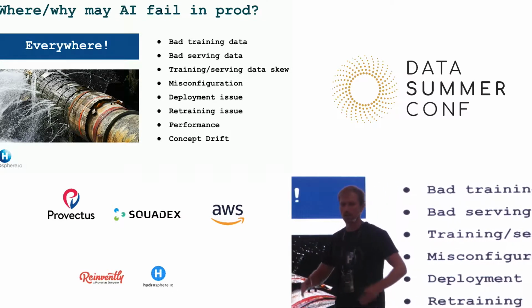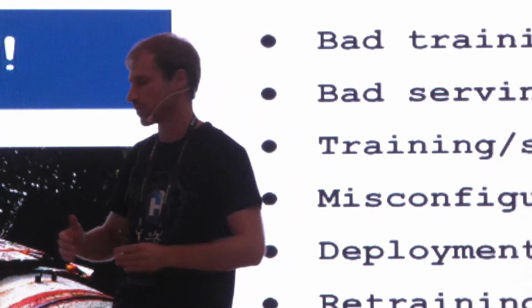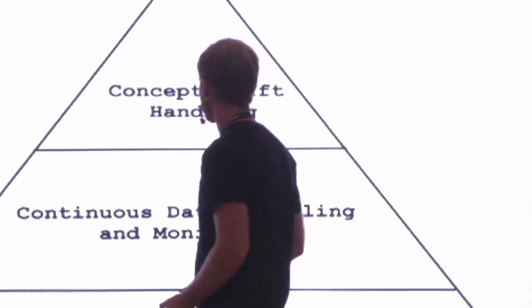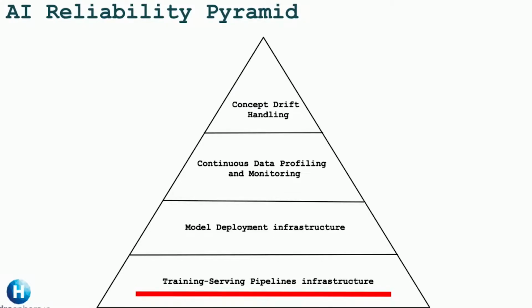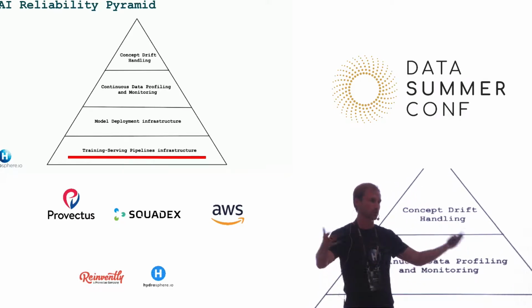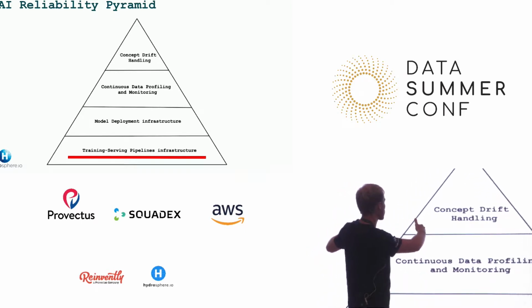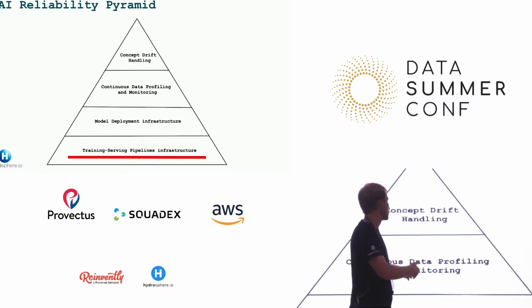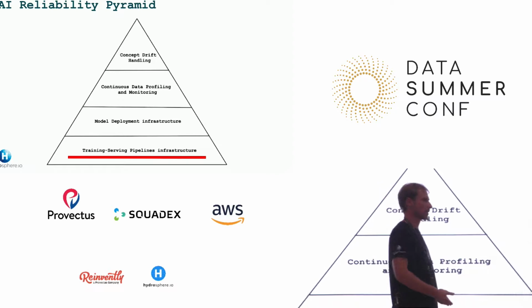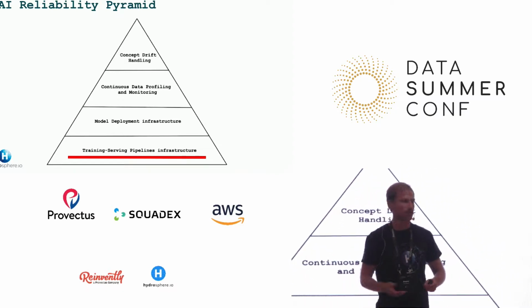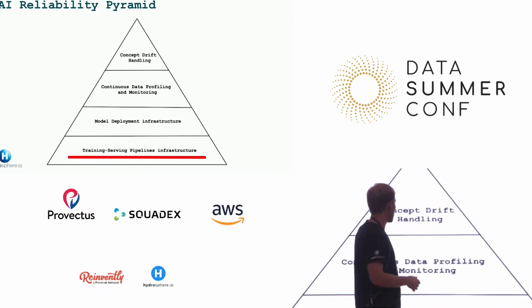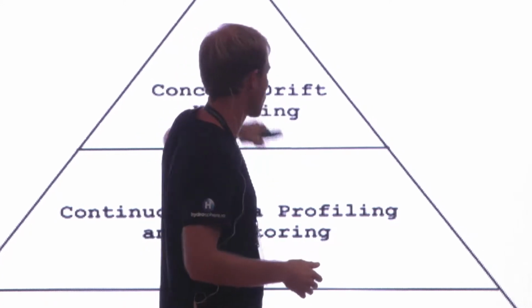I would like to cover some aspects and structure the further talk a little bit, and then we will focus on the cherry on the cake. So, in order to structure my talk, let's take a look at the AI reliability pyramid, and the basics is training and serving pipeline infrastructure. So without that, you should not go to production, it's obvious. Then the deployment infrastructure, the model management infrastructure, and then monitoring of your data, monitoring of your predictions, and the cherry on the cake is handling concept drift, handling the drifts of your model and the degradation of performance of your model.